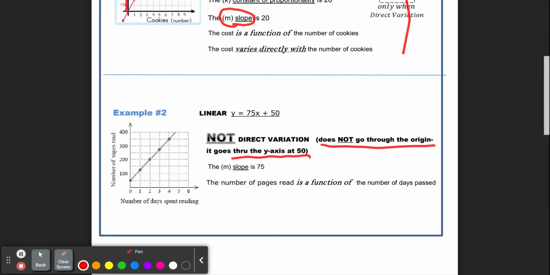So the slope is 75 because it's the number in front of x. So the number of pages read is a function of the number of days passed. So it is a function, but it's not a direct variation. If we were trying to figure out the slope and y-intercept, it looks like it starts here at 50. So it goes up to 200, so that's 150 over 2, which is 75, so 75x, but it starts at 50. So again, this is not a direct variation.